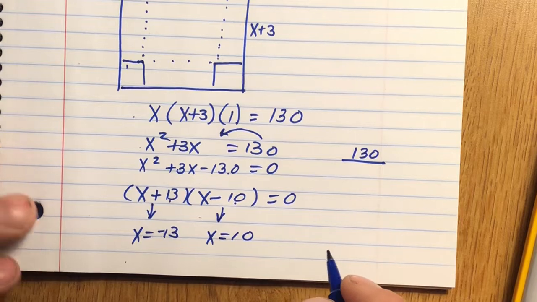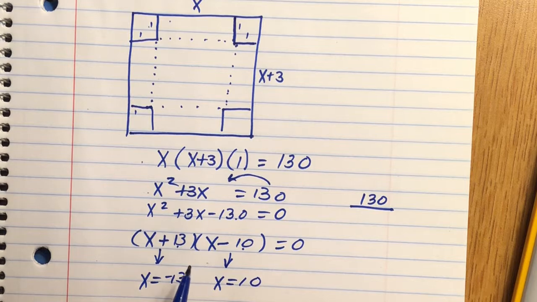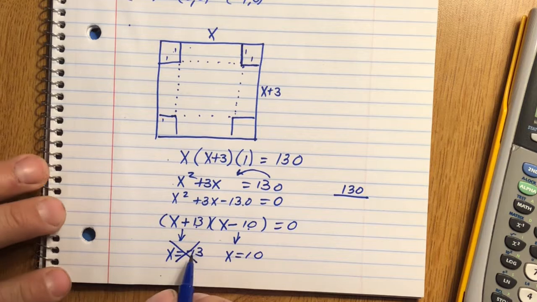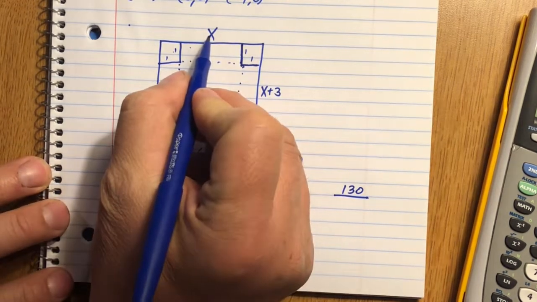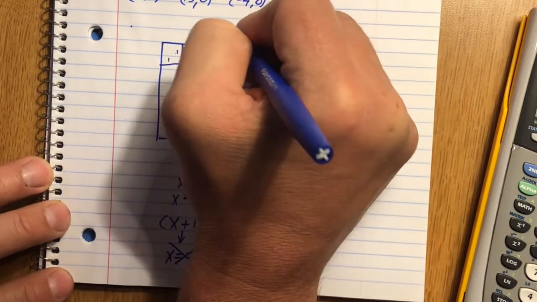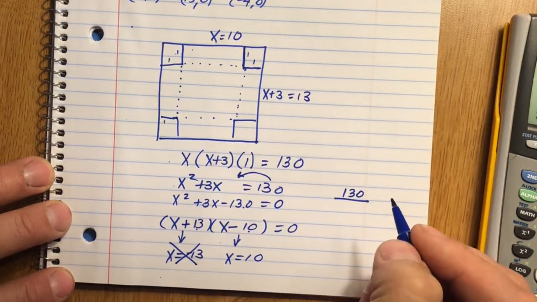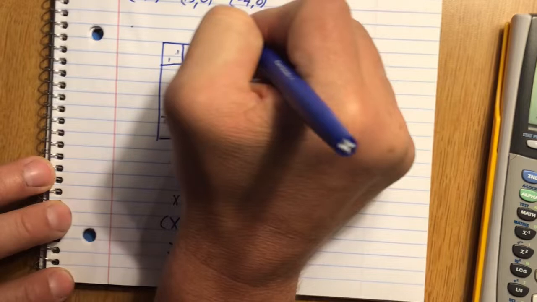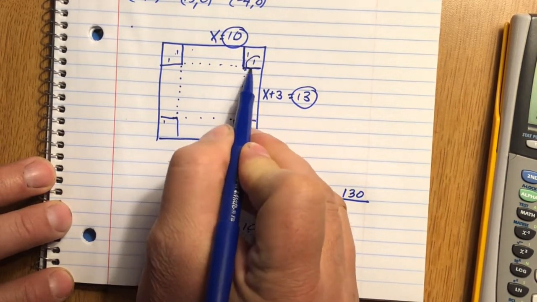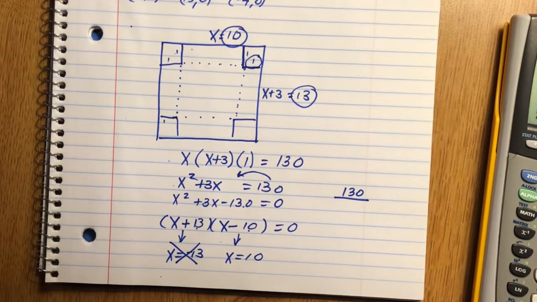So what do you guys think? Listen, we're talking about dimensions. Can we have a negative dimension? I don't think so, all right? So this one is gonna be extraneous. It's not gonna work because I can't have a negative 13 length. So that means that x is 10, x plus 3 is 13. All right, let's see if that works. What if I multiplied length times width times my height, which is 1? That gives me an area of 130 square inches. It worked.